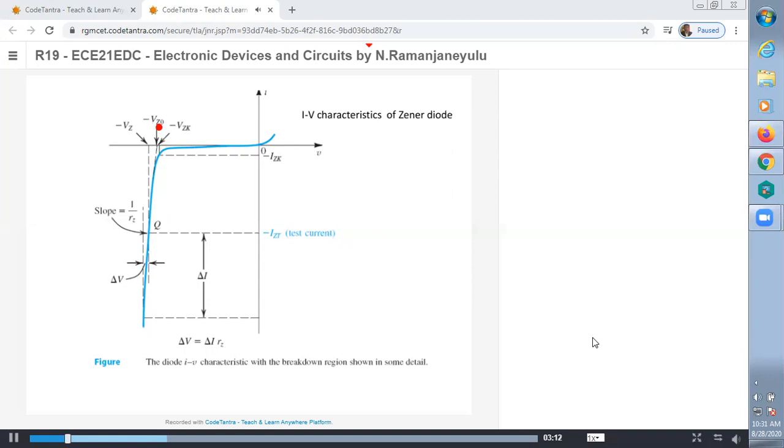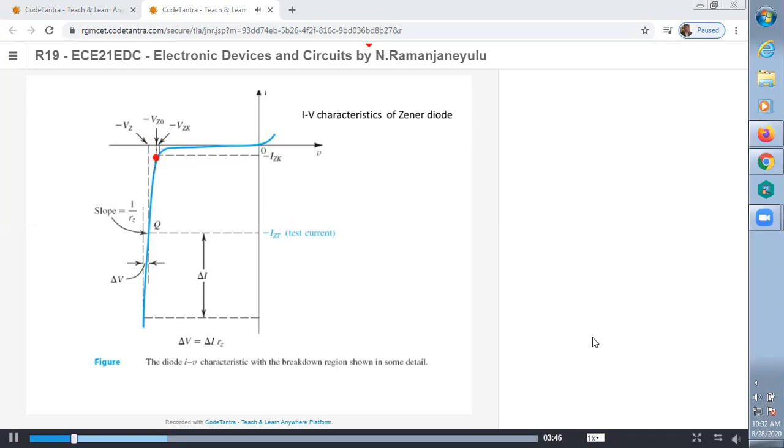And there is one more voltage, VZ0, where the current starts increasing. VZ0 is the voltage at which the current starts increasing. That point is called VZ0. And VZK is the voltage corresponding to the knee current. Up to that the current is almost 0, very small, in terms of microamperes, right?